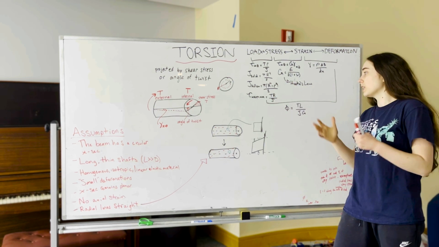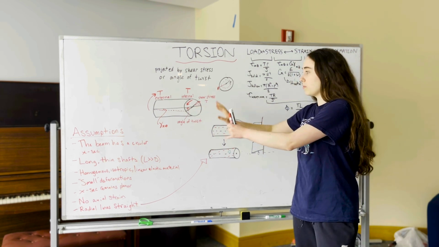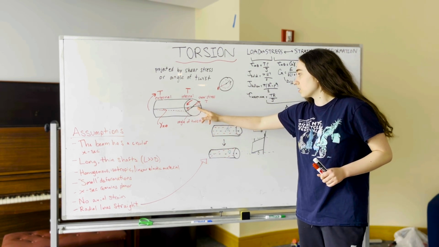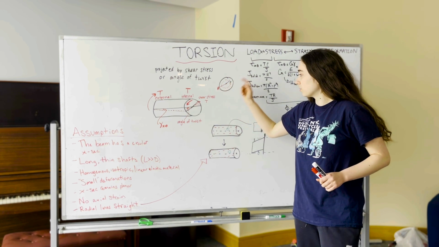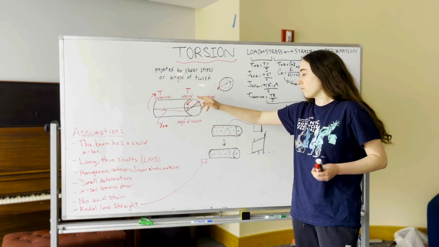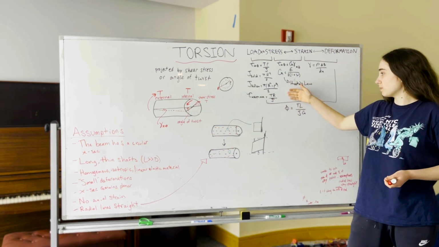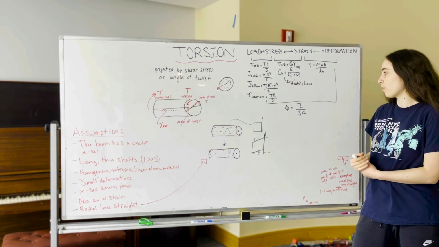And when you're calculating the max shear stress, you look at this diagram, which shows that shear stress increases when you increase the value of rho, the radius you're looking at. So at the very edge, at the surface, the max shear stress is the greatest, and it's the torque times the outer radius divided by the polar moment of inertia.